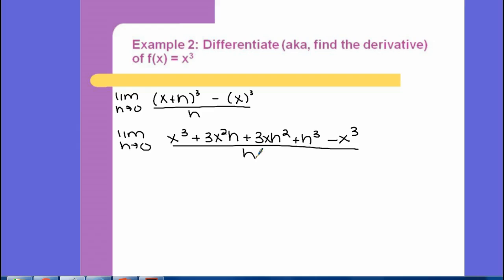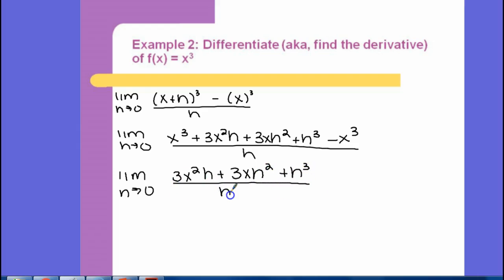I've just saved you probably 3 minutes of factoring. Limit as h approaches 0. What happens? My cubes cancel, right? So we're left with 3x squared h plus 3xh squared plus h cubed all over h. What's the common theme of everything in the numerator? So as long as each part has an h, we can say goodbye to 1 h from each piece.